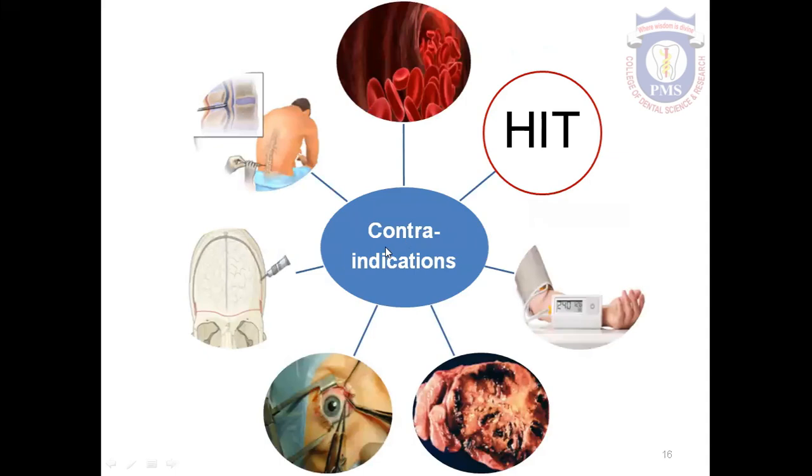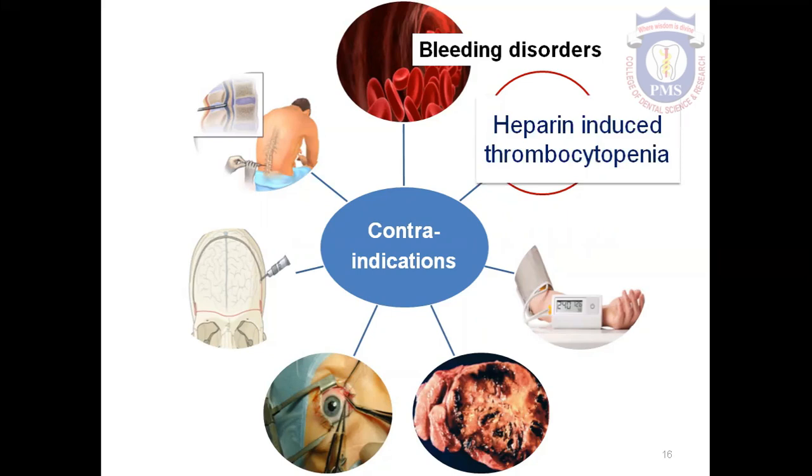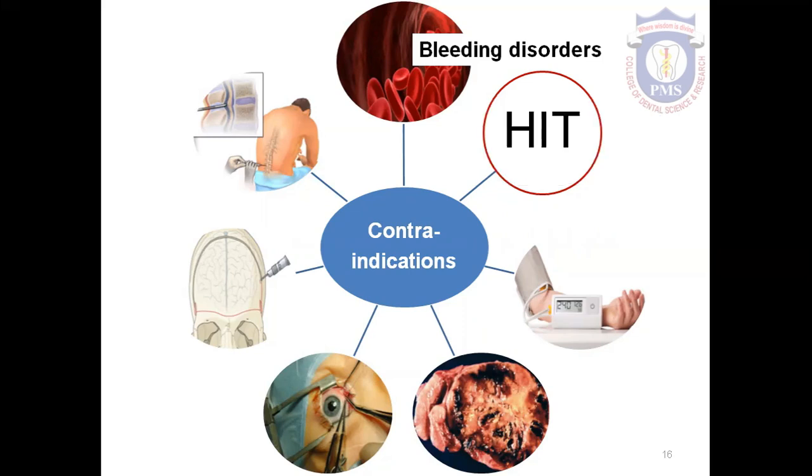Contraindications to the use of heparin include any bleeding disorders. Heparin should not be given to patients with a history of bleeding disorders like hemophilia. It is contraindicated in case of heparin-induced thrombocytopenia. If the person has a history of heparin-induced thrombocytopenia, we should never give heparin again. Persons with severe hypertension, if given heparin, may get cerebral hemorrhage. So we should never give heparin to patients with severe hypertension.